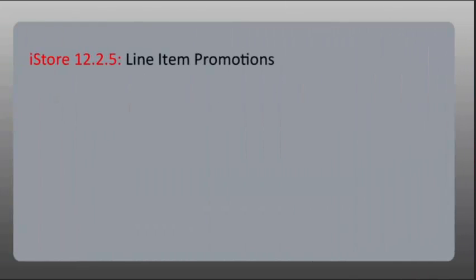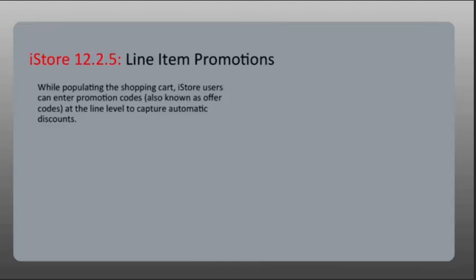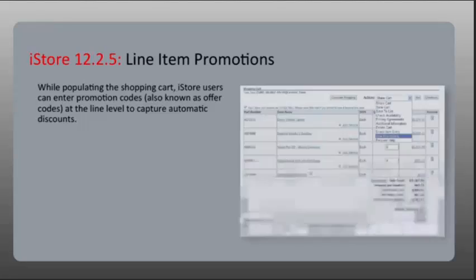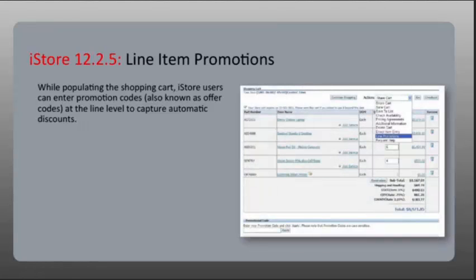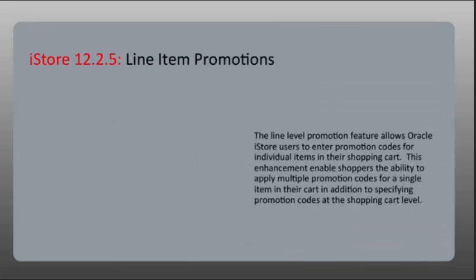Line item promotions allows customers to now go into their shopping cart and specify a new drop-down item called line promotions. And what this allows customers to do is if they're taking advantage of promotion codes and discount codes by setting a profile option on within iStore, they'll be able to navigate to a brand new screen that allows them to place the promotion codes and discount codes against any of the items that are currently available in the shopping cart.